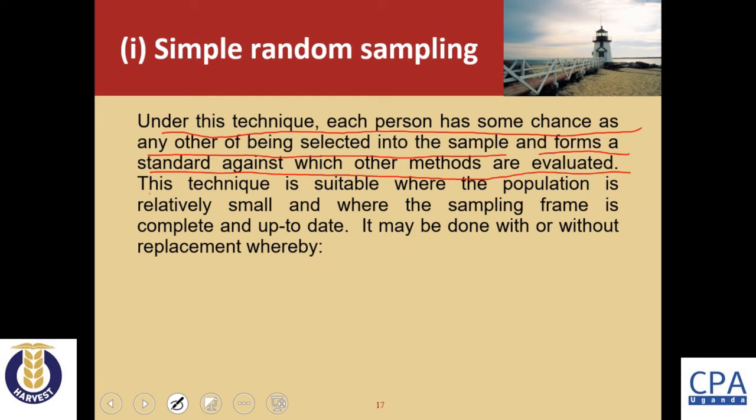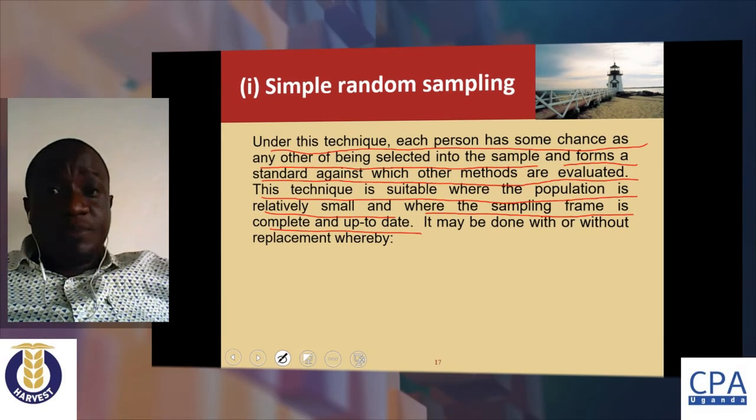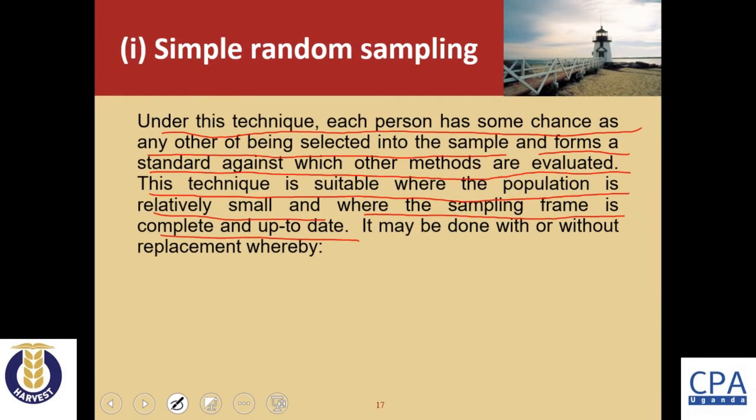So this technique is suitable where the population is relatively small and where the sampling frame is complete and up to date. Remember, a sampling frame is a list of all members in the population. So the sampling frame must be complete. Otherwise, if it is incomplete, the probability that everyone has a chance of being selected will not be workable. It may be done with or without replacement.